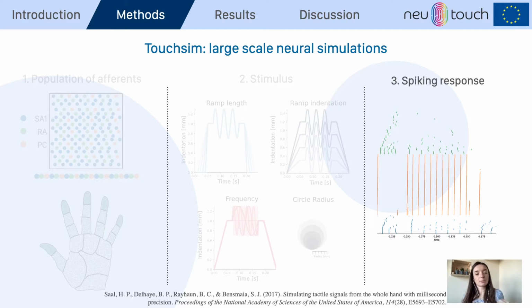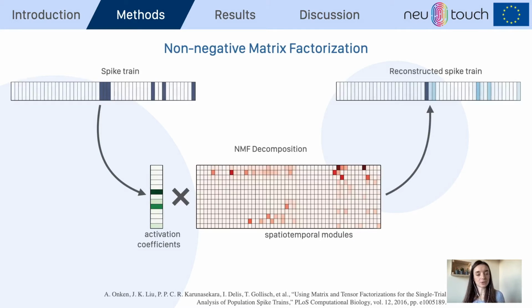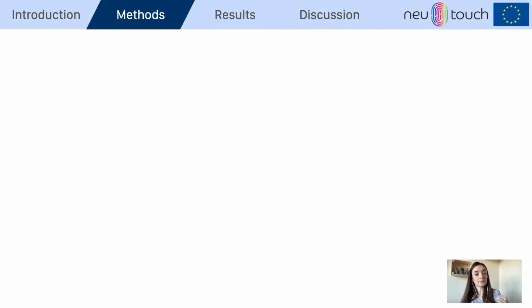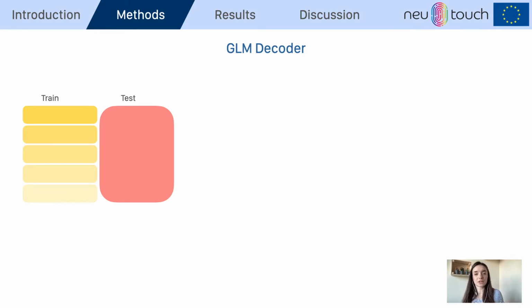Considering that we are dealing with populations with thousands of afferents, the first step of the analysis is a dimensionality reduction. In particular, we use non-negative matrix factorization, which linearly decomposes spike trains into non-negative basis functions and activation coefficients. We chose this dimensionality reduction method because the non-negative constraint makes the extracted basis functions still interpretable as firing patterns. Then we use the activation coefficients obtained for each trial to feed a multinomial logistic regression classifier to decode different stimulus features separately.